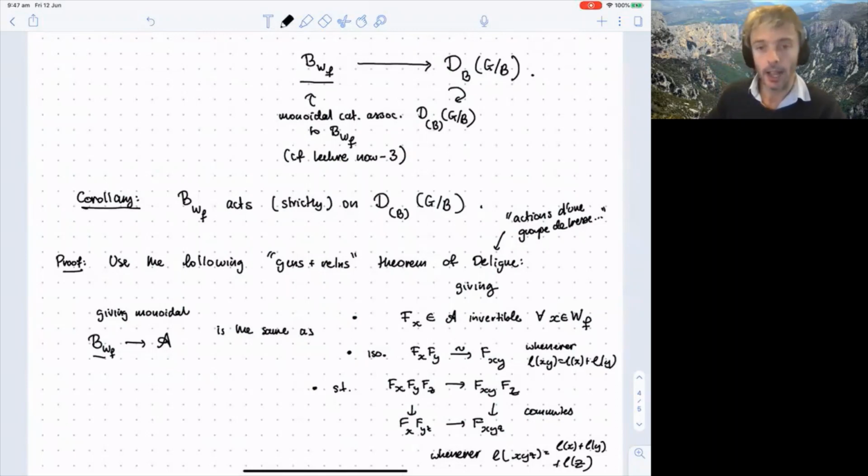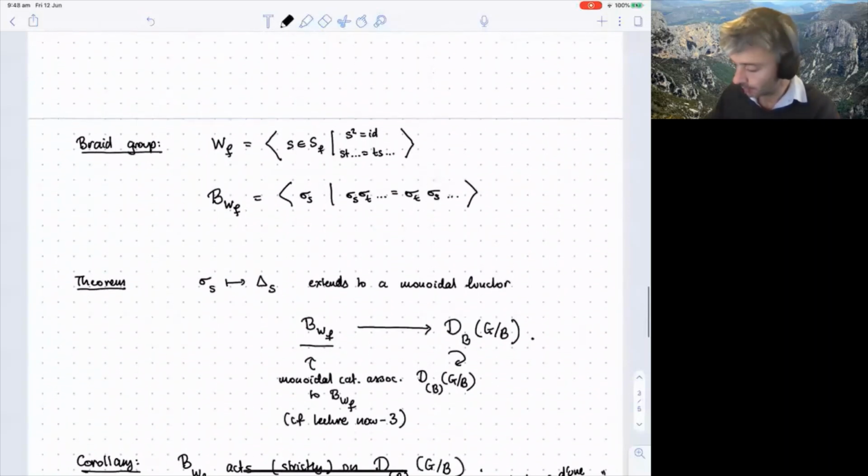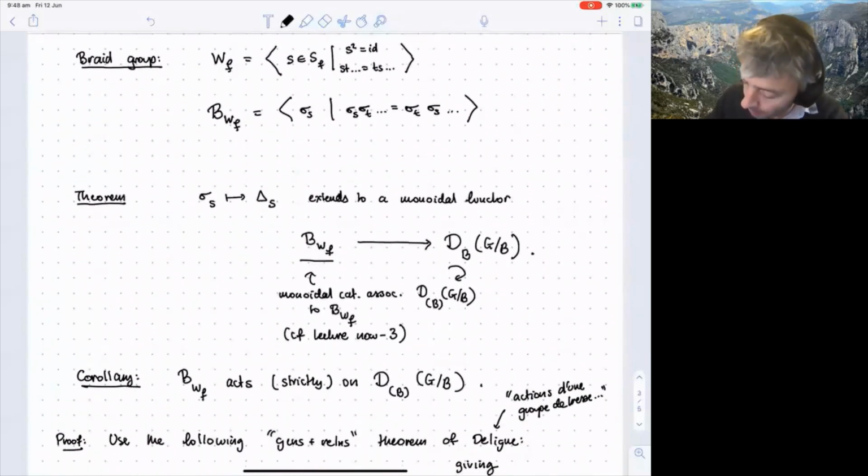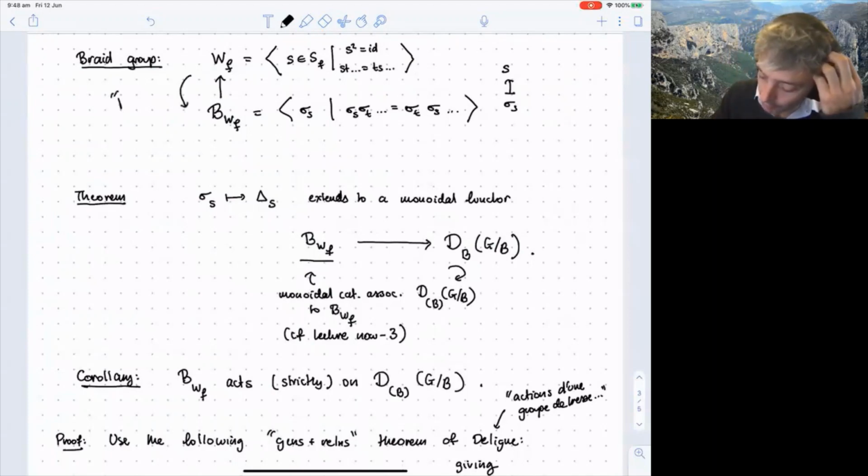Okay, so how does one think about this theorem? If I just go back up briefly to the braid group, so I'll just go back up to the definition of the braid group up here. So we have an obvious map here that sends sigma s to s, and this has a section which is called positive lift. And this is not a homomorphism.